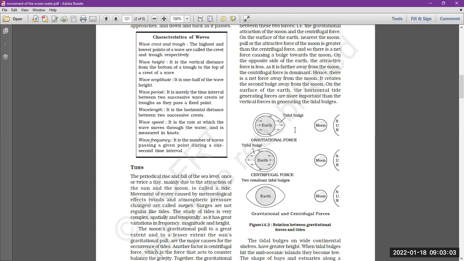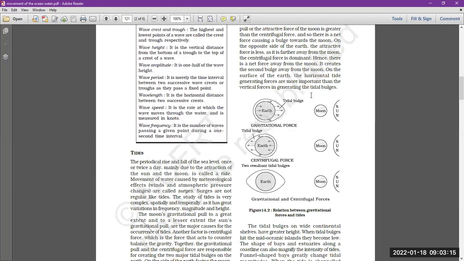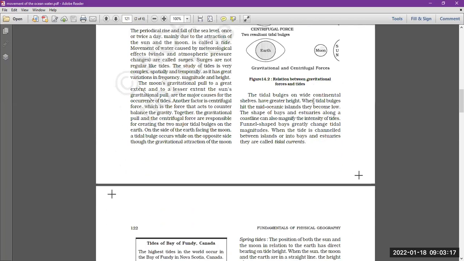The first bulge, caused by the moon's gravitational pull on the side facing the moon, is due to the gravitational force. So on the surface of the earth, the horizontal tide generating forces are more important than the vertical forces in generating the tidal bulges. Now the tidal bulges on wide continental shelves have greater height.